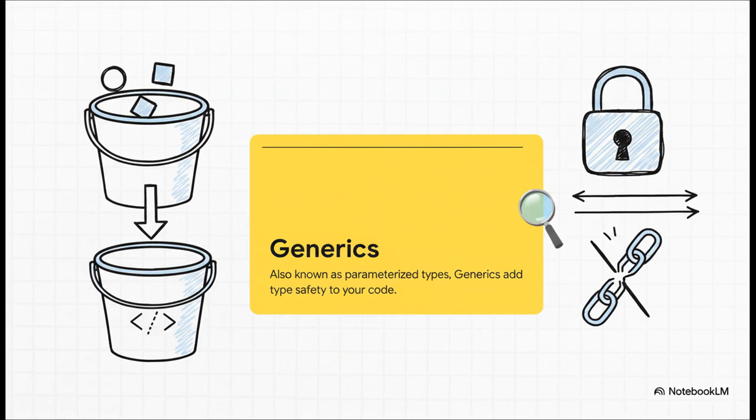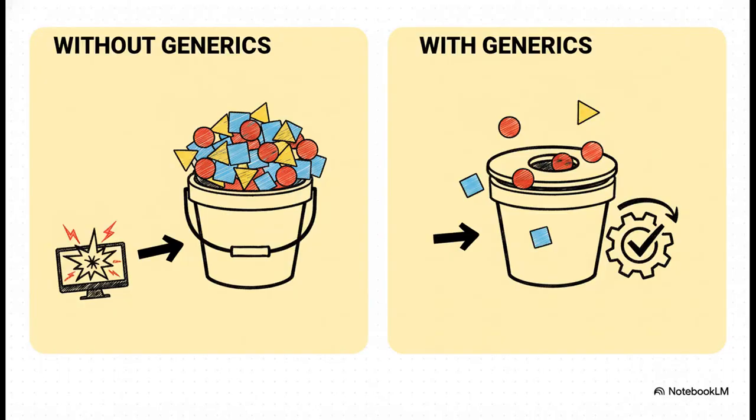The answer is generics. Generics let you create components that have type parameters. So instead of a plain old list, you create a list of String or a list of Integers. You're basically telling the compiler up front, hey, this list is only for strings. And this gives you two massive wins: type safety, and you no longer have to manually check and convert types all the time.